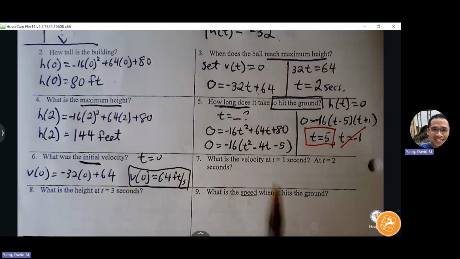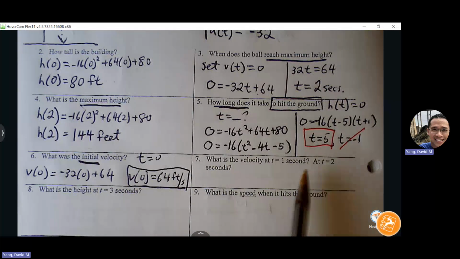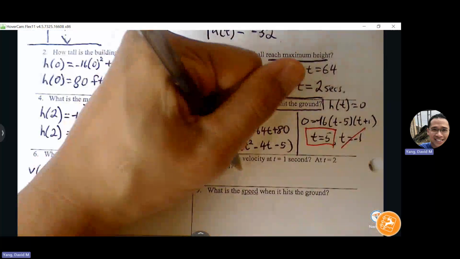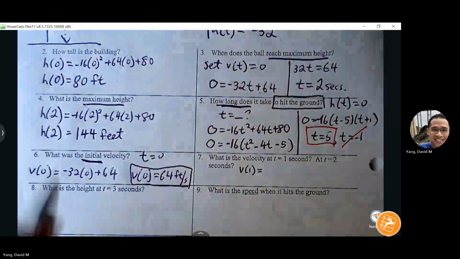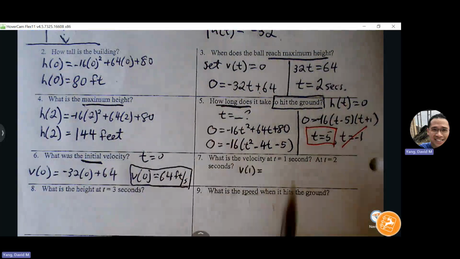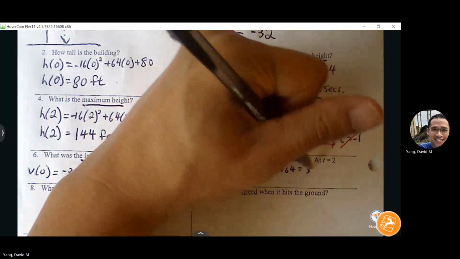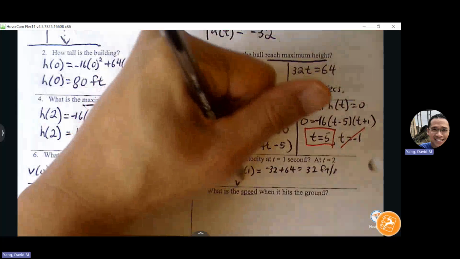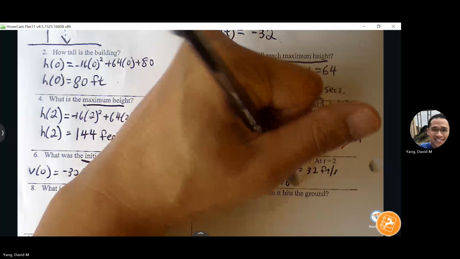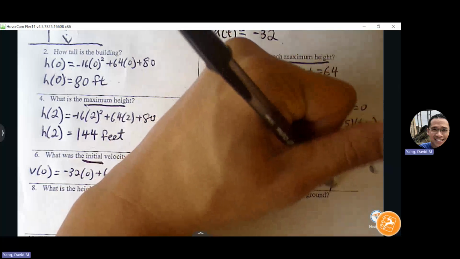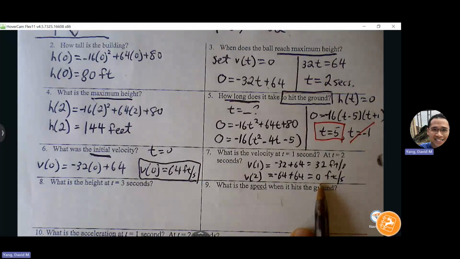Okay. So what's the velocity at 1 second? What's the velocity at 2 seconds? We can simply do what with these? Plug the 1 and 2 into the velocity function. So v of 1. We'll skip a step here. So -32 times 1 plus 64. V of 2. Okay, we already know this, that at 2 seconds, the object is motionless. So it makes sense that at 2 seconds, we're getting 0 feet per second.